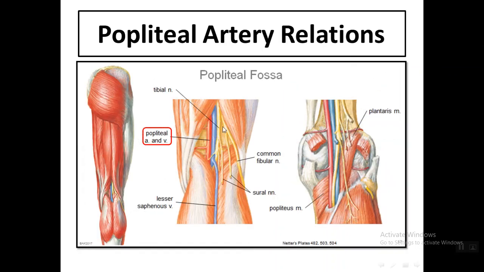Here we can see the popliteal fossa, and this is the popliteal artery. It is related posteriorly to the popliteal vein, the tibial nerve, and the skin and fascia. This artery will end at the lower border of the popliteus muscle.